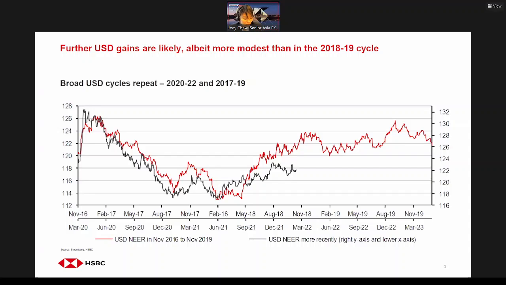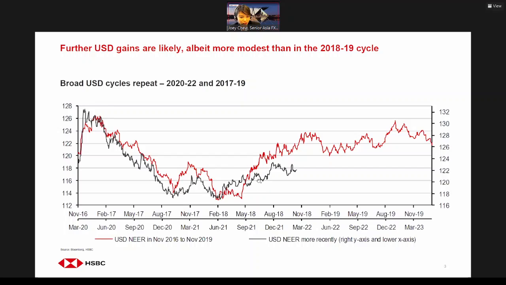So the dollar view is quite divided in the market right now. For us at HSBC, our view is quite moderate. We think there's going to be further dollar strength, but we acknowledge that it's not going to be a very sharp rally. So we try to compare it to some historical episodes.